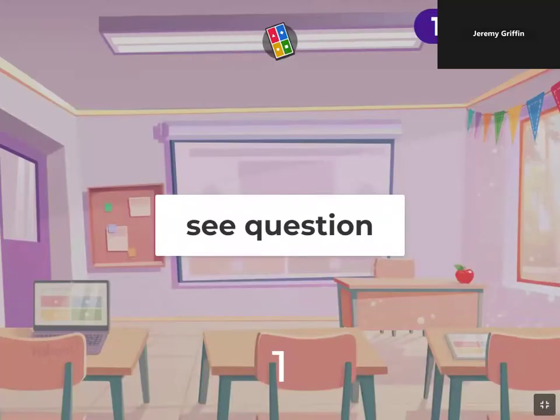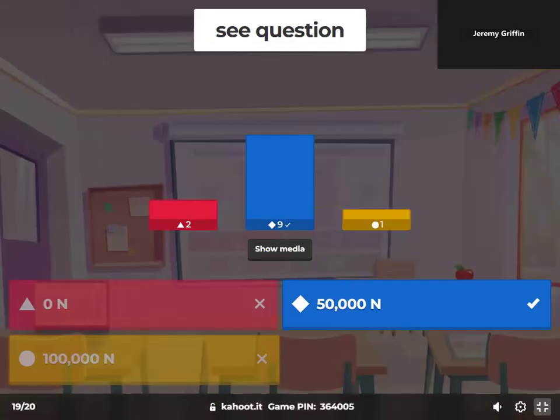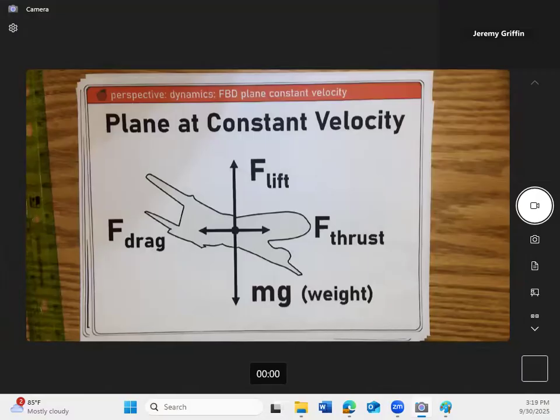2 questions left. A jumbo jet cruises at constant velocity when the total thrust of its engines is 50,000 newtons. How much air resistance acts on the jet? Air resistance. Yeah, 50,000 newtons. Okay. I give you guys a picture. Isn't that this right here?